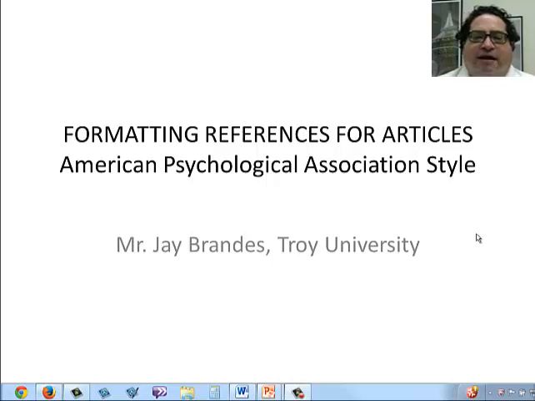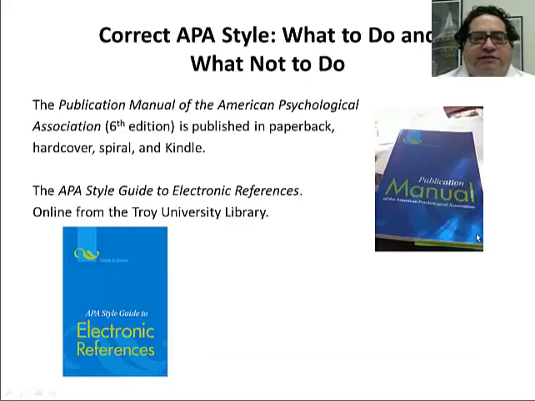Let's talk about formatting references for articles. What we're going to use is the Publication Manual of the American Psychological Association. That's our guide. I like the spiral edition because it lays flat and it's easy to flip back and forth between pages. The library also supplies you with the APA Style Guide to Electronic References.